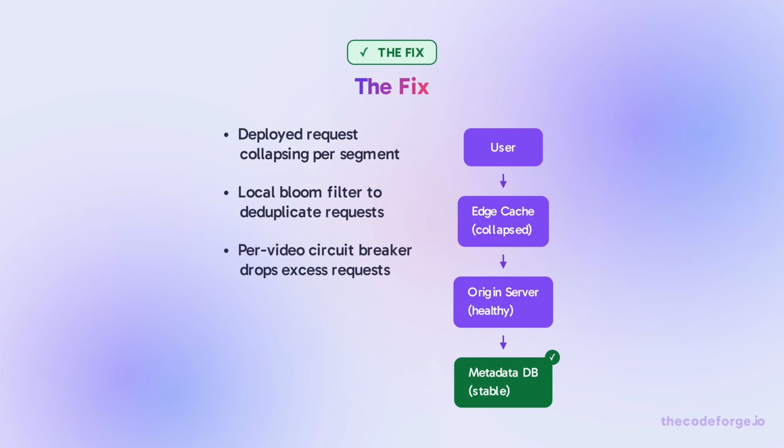1. Deployed request collapsing, only one thread per video segment fetches from origin, others wait on a promise. 2. Added a local bloom filter per edge node to deduplicate requests. 3. Implemented a per-video circuit breaker that drops new requests after a threshold and returns a cached placeholder. This prevents cache fill storms and protects the origin.